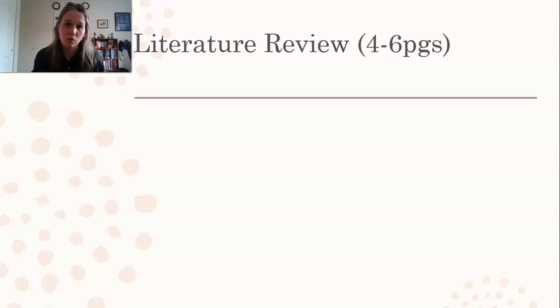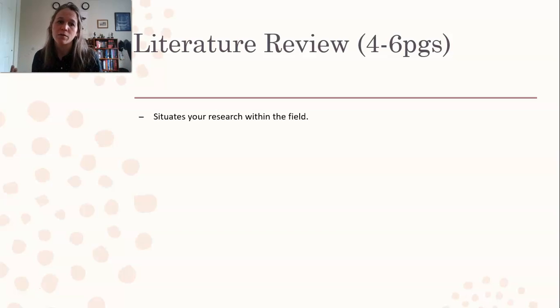Then I would suggest moving on to your lit review or your method section, but I'm going to talk about the lit review first. Ideally, this is going to be around 4 to 6 double-spaced pages long, and just a reminder for what the literature review is. The purpose of the literature review is situating your research within the field.